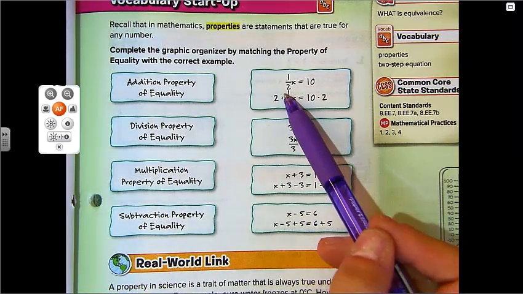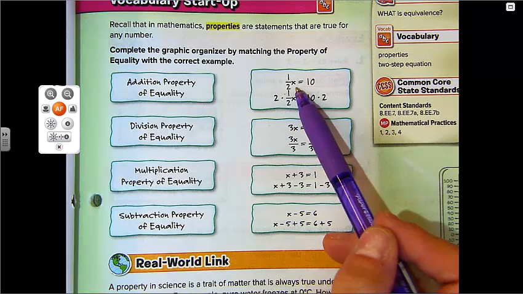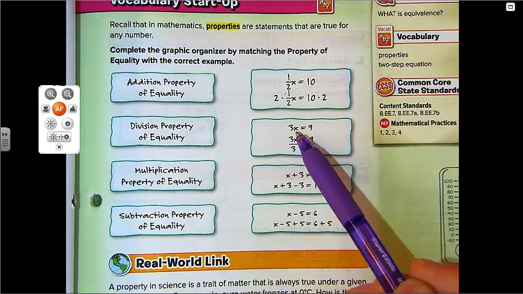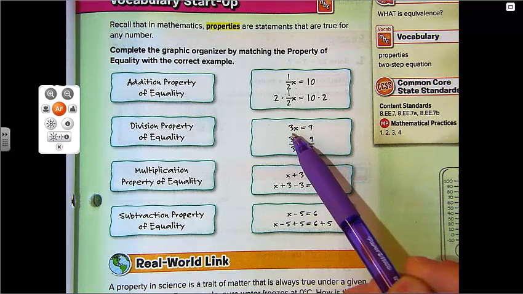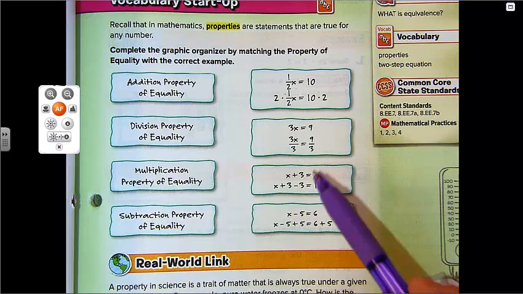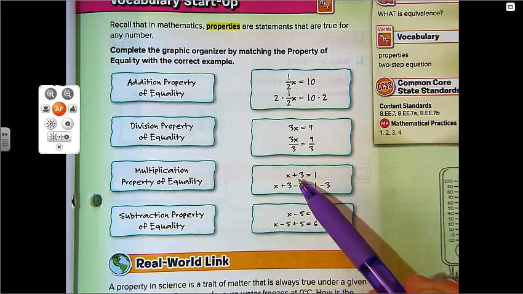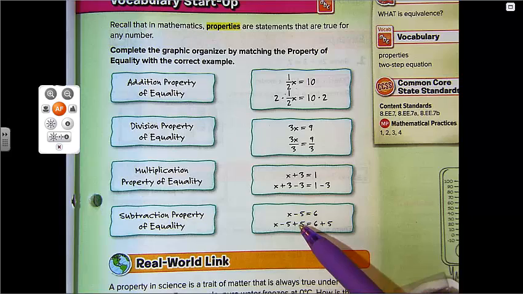Well, if I look at this first one, I have 1/2 and an x side by side, which means that's a multiplication, so that's not it. This one is a 3 times x, that's a multiplication, so that's not it. Here I have an x plus 3, that's addition, so that's not the problem I'm looking for, because remember I'm looking for subtraction. So this last one shows subtraction, an x minus 5 equals 6.